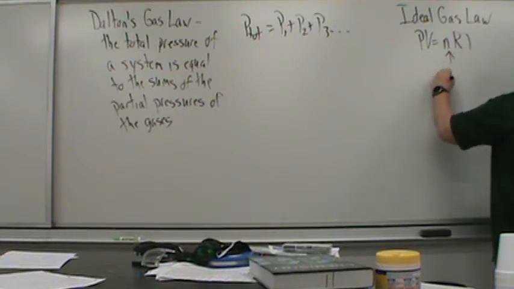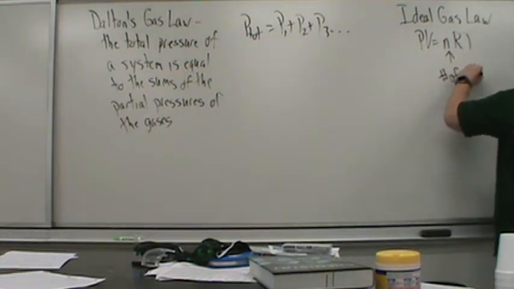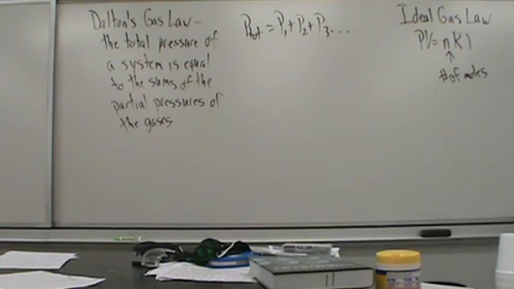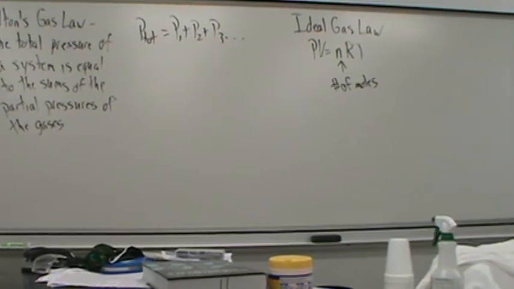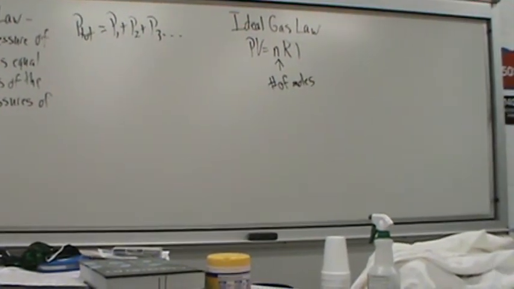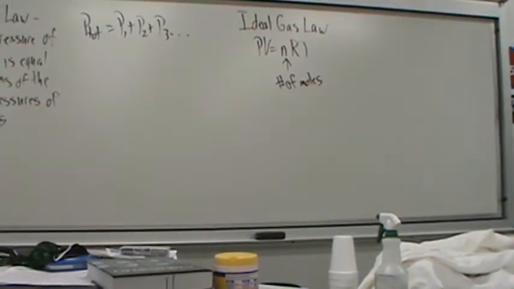N is the number of moles. So for these types of problems, if you are given a certain amount or mass of a gas, more than likely you're going to have to use the ideal gas law in this situation, because this is the only one that has the number of moles with it.